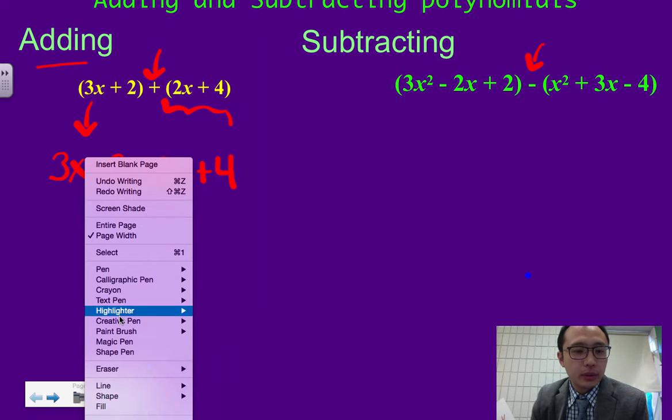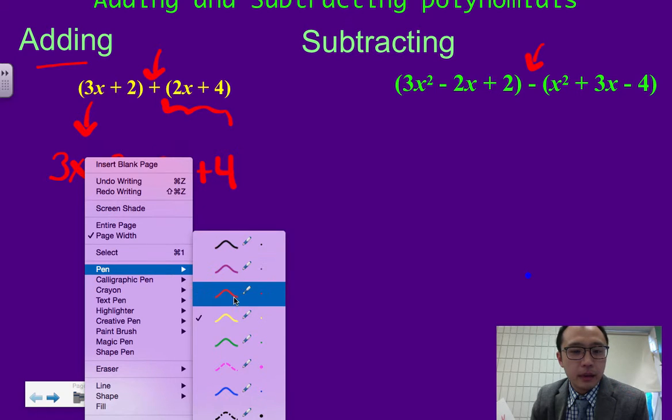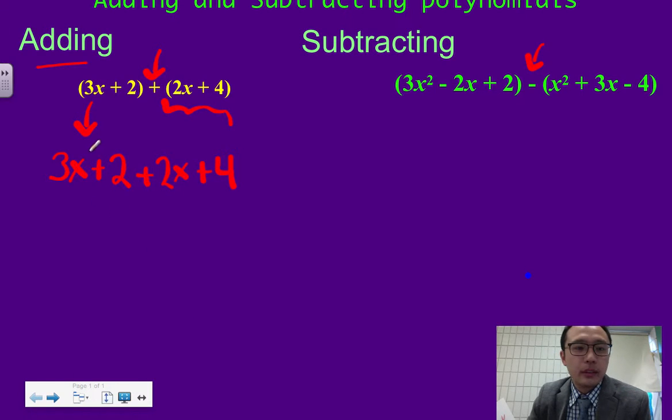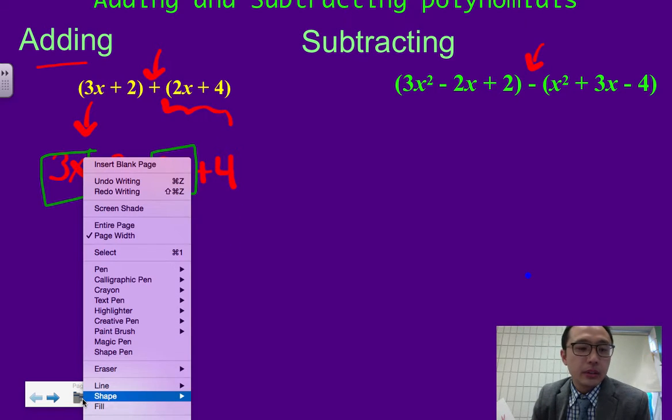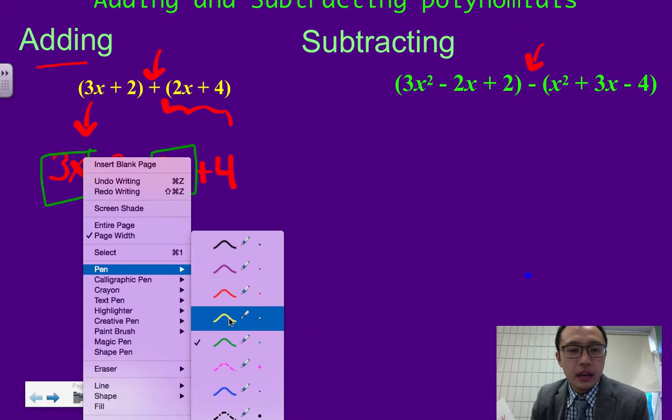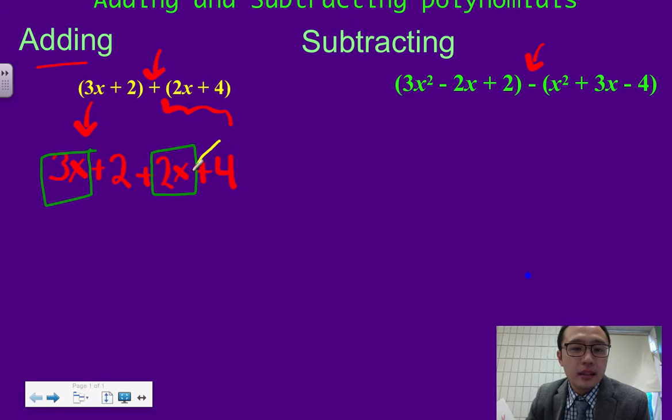So if I were to look at this, combining like terms, what are my like terms? My 3x is a like term. That is exactly the same as my 2x. What other like terms do I have? Well, even though I have numbers, these constants are also my like terms. So those are my like terms.